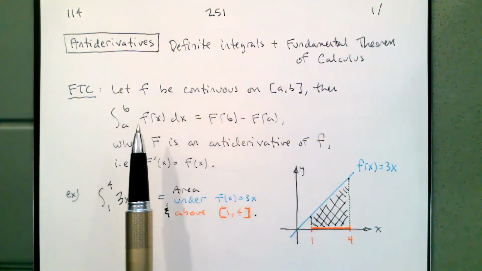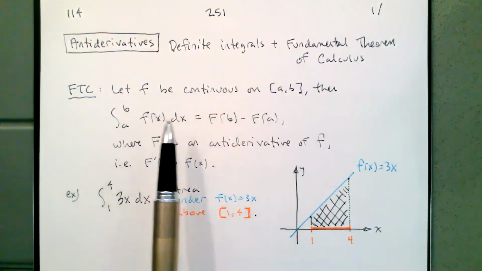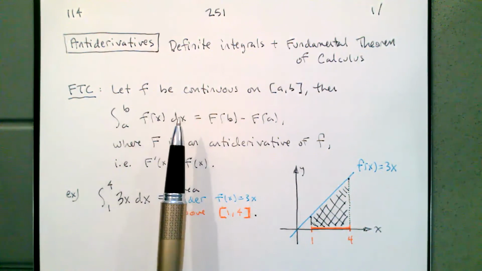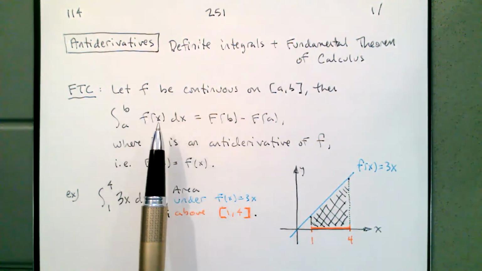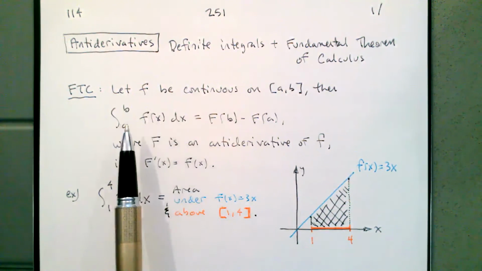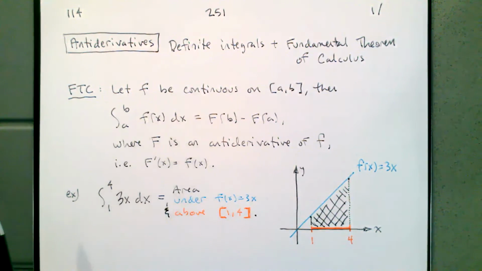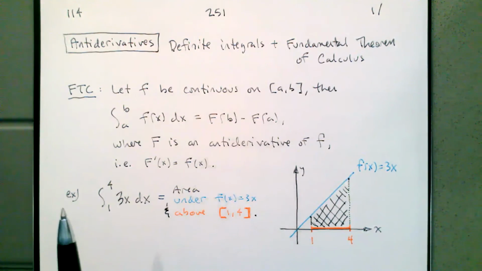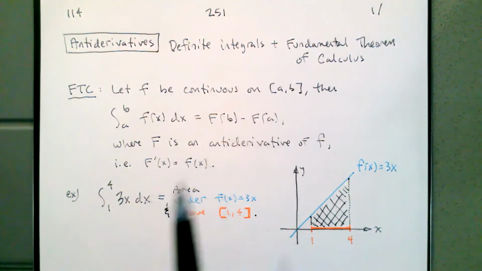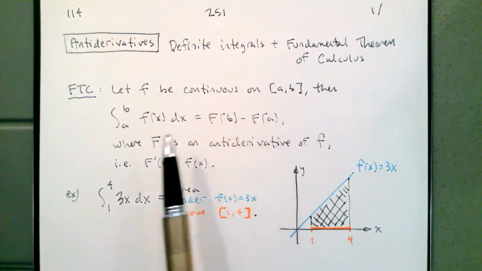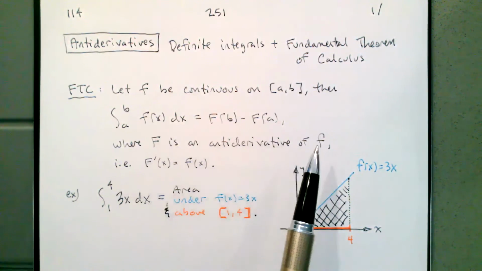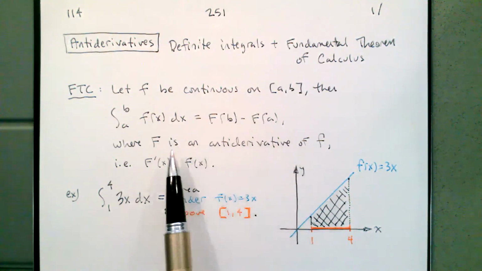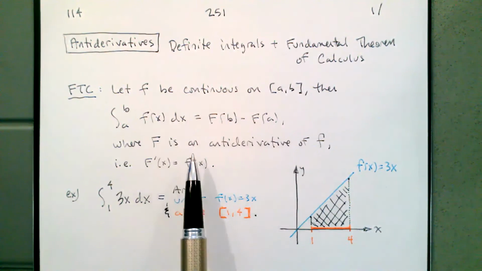Remember that the definite integral from a to b of f of x dx is going to tell us the area under the graph of f of x and above the interval from a to b on the x-axis. The fundamental theorem of calculus says we can get there by looking at the antiderivative at just the endpoints of the interval. Capital F at b minus capital F at a, where capital F is an antiderivative of f. That is, capital F prime is equal to f.